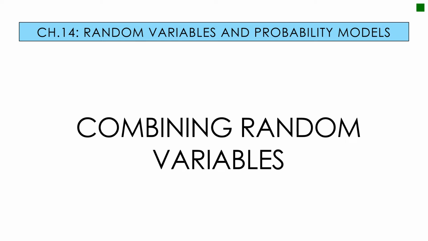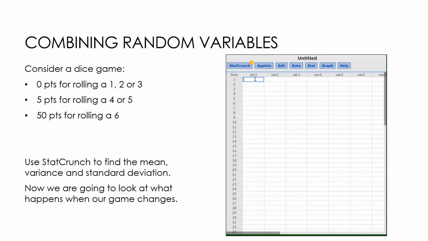We have just spent some time learning about what a random variable is, and we've learned how to create a probability model. Now what I want to do is look at what happens when we have more than one random variable. So either the same random variable more than once, which means an event is occurring more than once, or two separate random variables, each with their own mean and standard deviation. So before we begin combining random variables, let's see where we're starting.